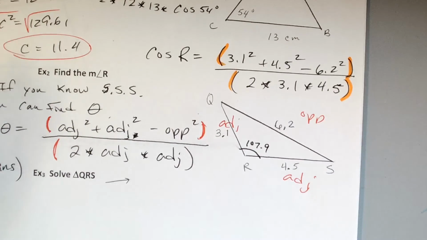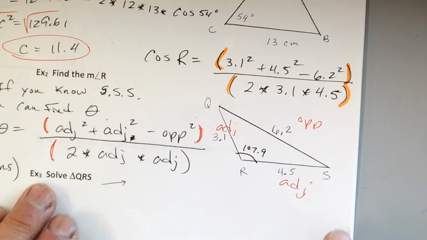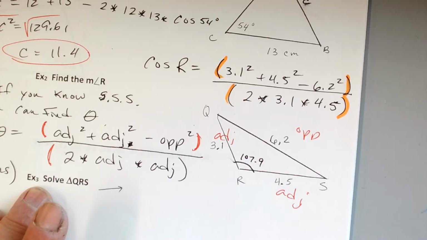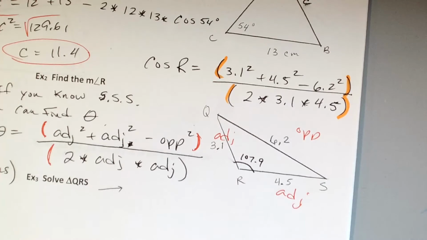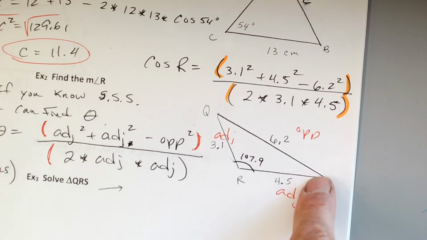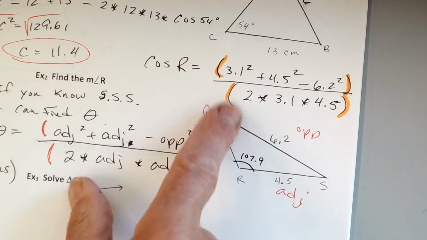Okay, now, example 3 says solve this triangle. Well, if I want to solve this triangle, at this point I have two choices. I need to find angle S and angle Q, okay? Spencer, you like the law of sines, don't you? Right? It's easier. The law of cosines will work. You could find angle S by this formula. You could. Or you can find angle Q with this formula.